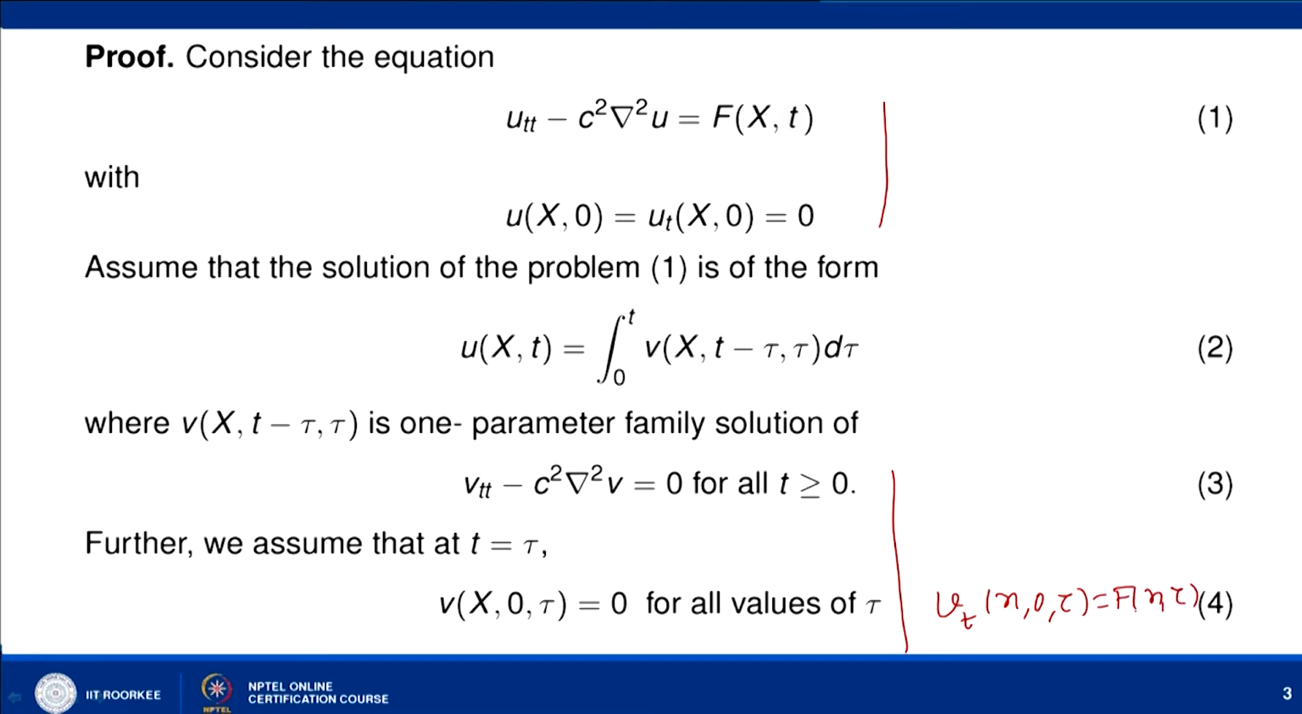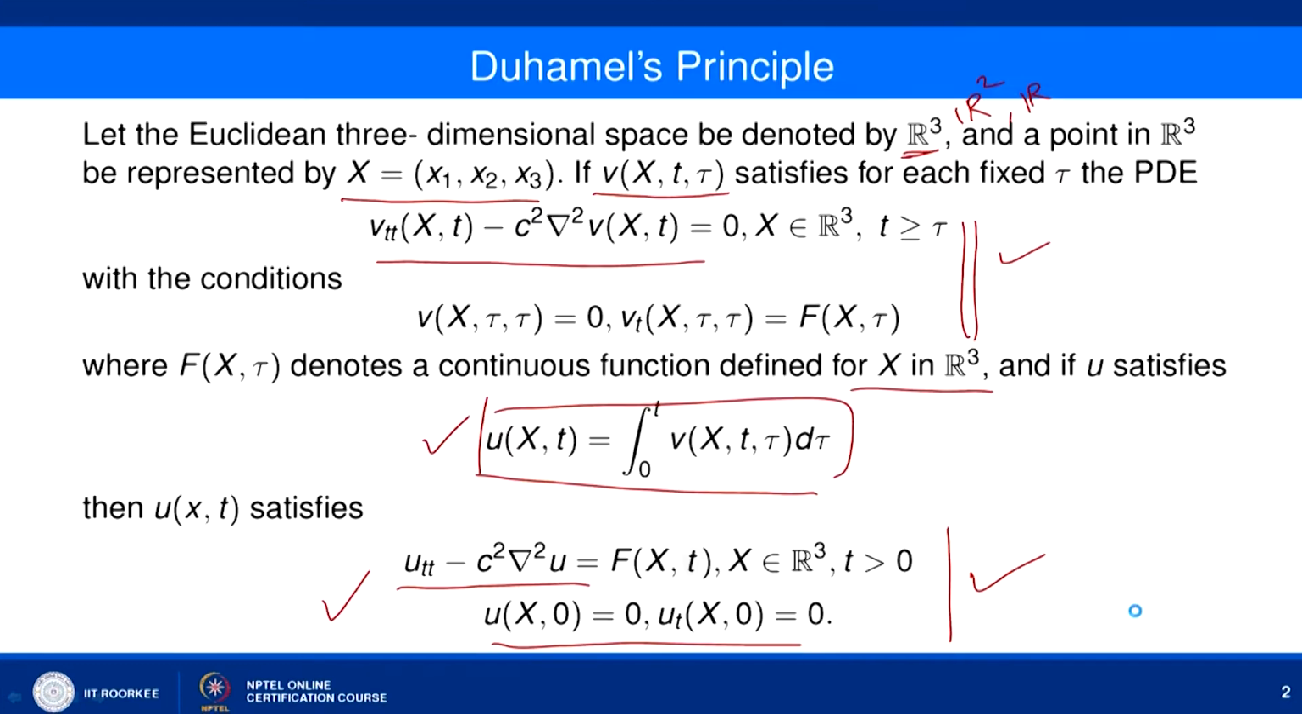Please look at the statement of the result here. We have assumed that V(x,t,tau) is a solution of this problem, but here t is greater than or equal to tau. So it means that the partial differential equation starts from an arbitrary point tau. But if we make a translation like t minus tau, then the solution, given as V(x,t,tau), we can write as V tilde(x, t minus tau, tau).